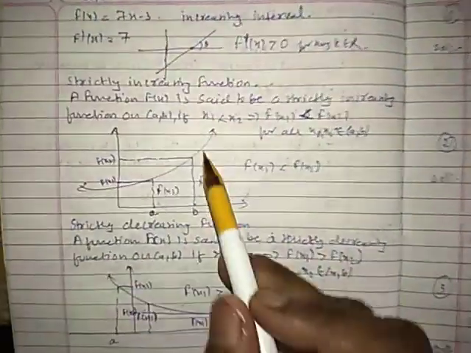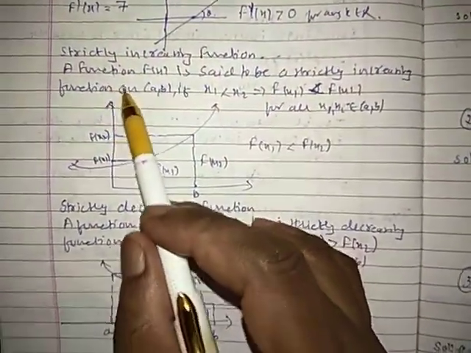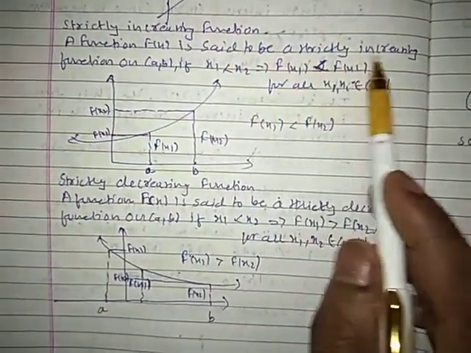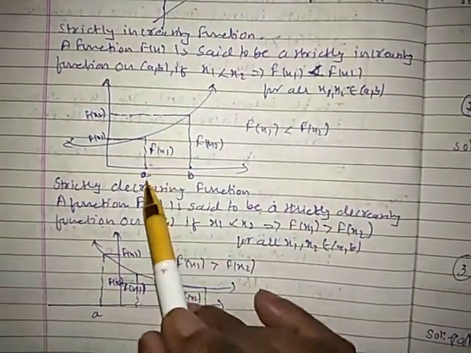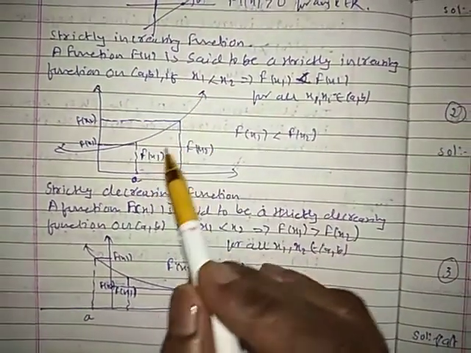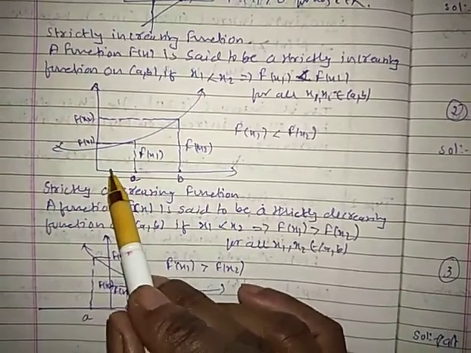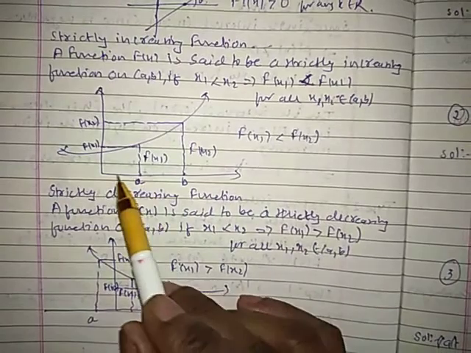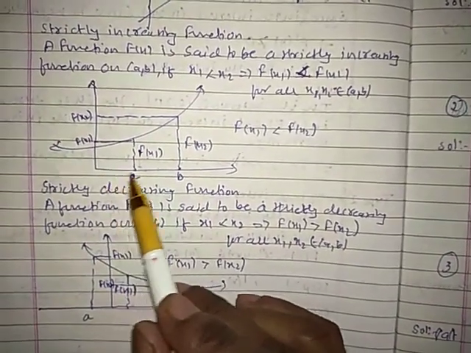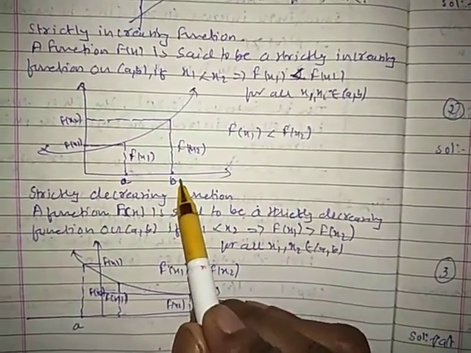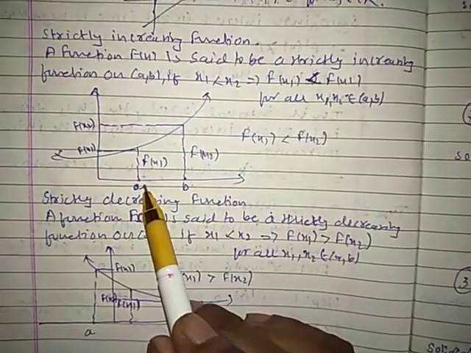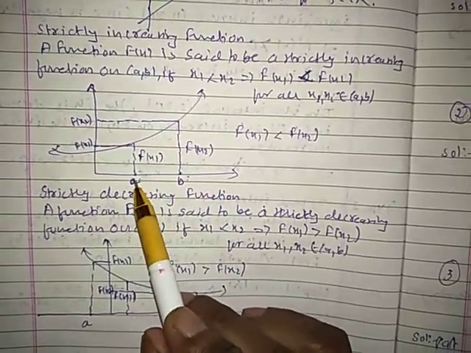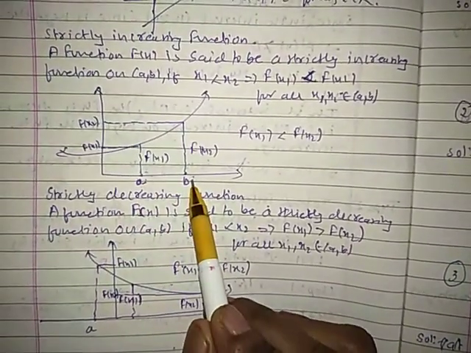Now the second definition. These two definitions you have to learn. A function f(x) is said to be strictly increasing on an interval a to b if x1 is less than x2. See here, suppose we say 1, 2, 3, 4. So b is equal to 4, a is equal to 2. So 2 is less than 4. This is called x1, and x1 is less than x2.